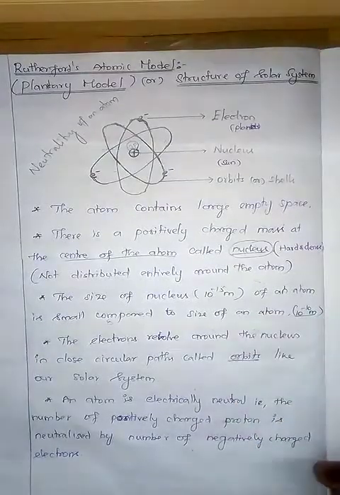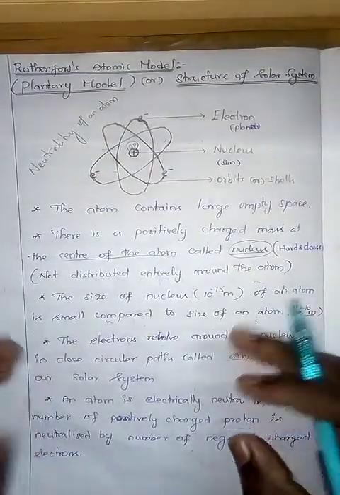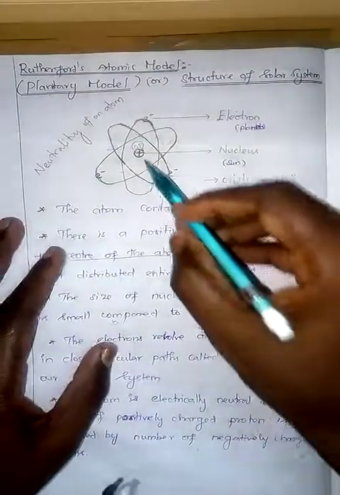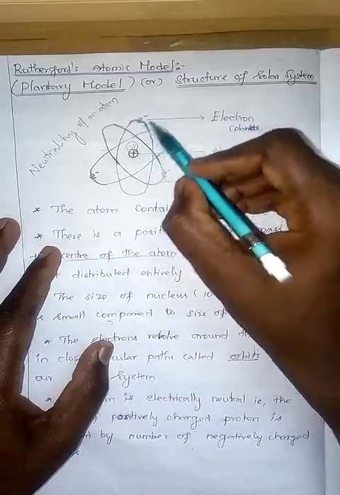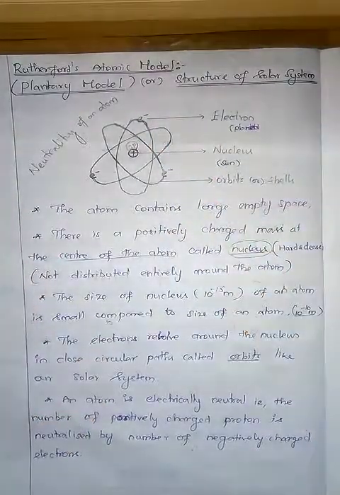Now, what else does it say? In an atom, mass is located only at the center because electrons have negligible mass. That's what you have to learn.